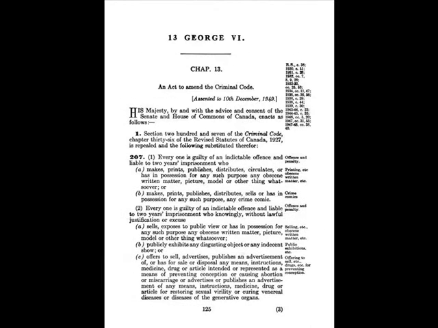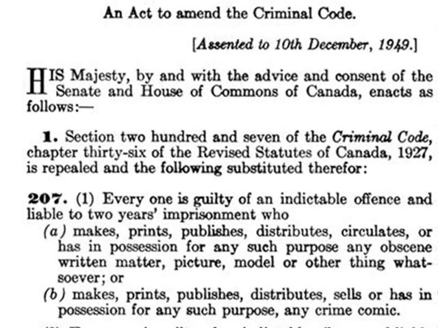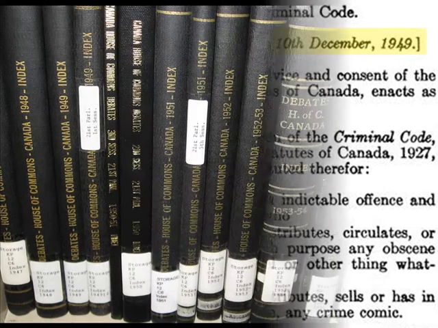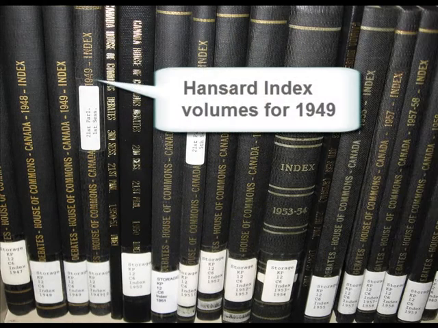Our first step is to find out when the law was first introduced. An earlier segment of the screencast series, Tracing Legislation Back, shows how to research the history of a law. We learned in that segment that our crime comic law was first introduced in 1949 as Section 207 of the Criminal Code. We'll go to the index volumes for Hansard for the House of Commons from this time period.